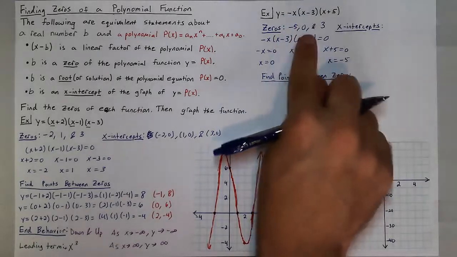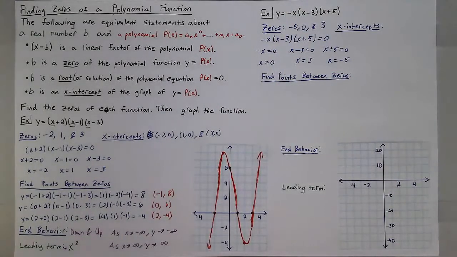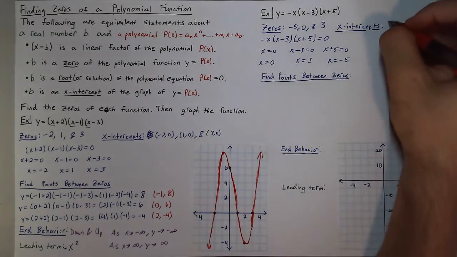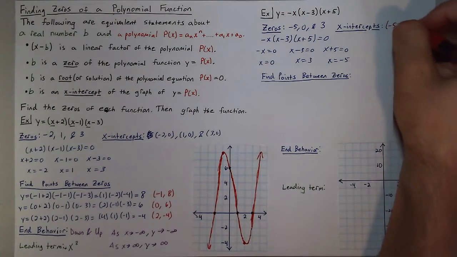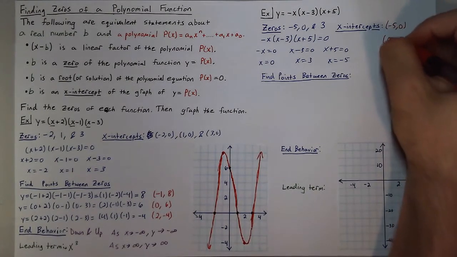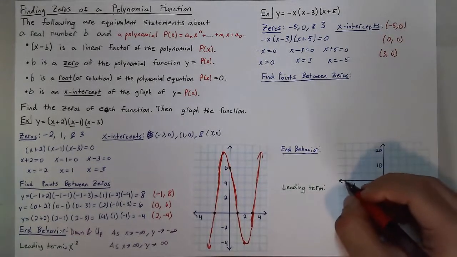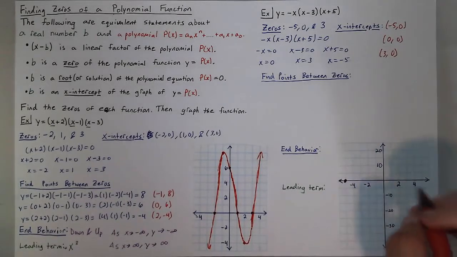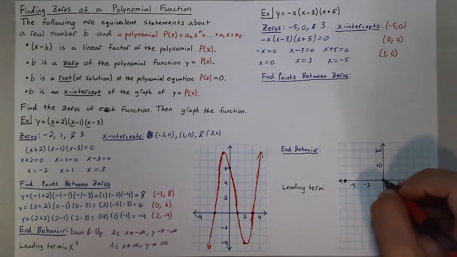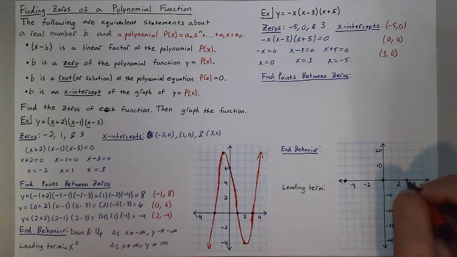I just put them in ascending order, which means that my x-intercepts are at (negative 5, 0), (0, 0), and (3, 0).